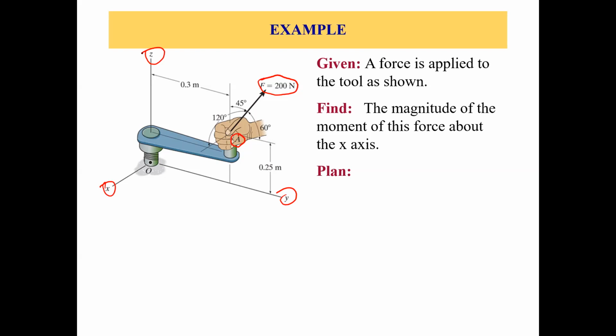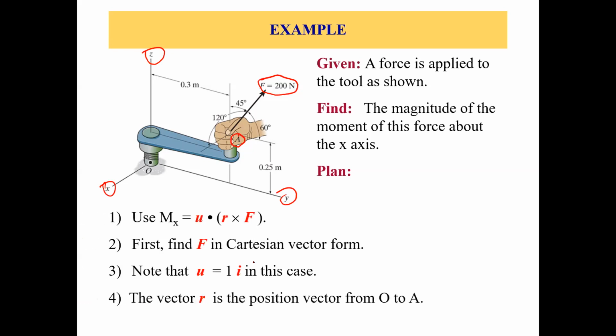So we don't need to find M sub A. We need to find M sub x. Now let's see how we find M sub x. M sub x equals one dot product and one cross product, u dot r cross F. But instead of doing these two products, we'll do one triple scalar product instead.